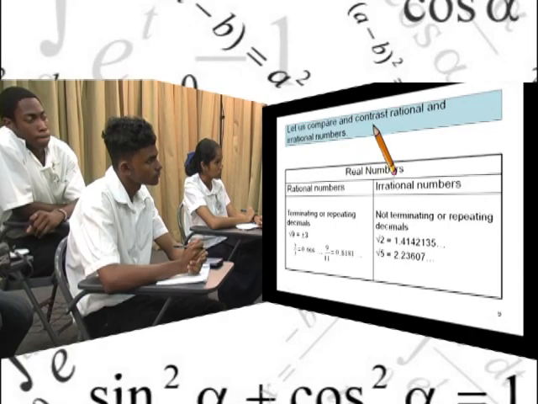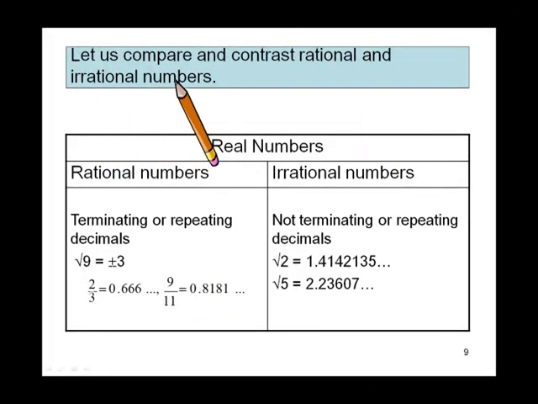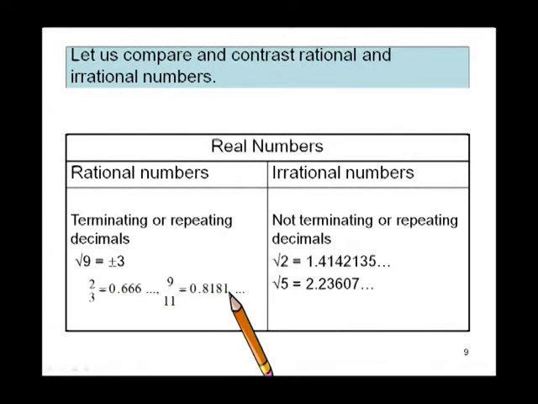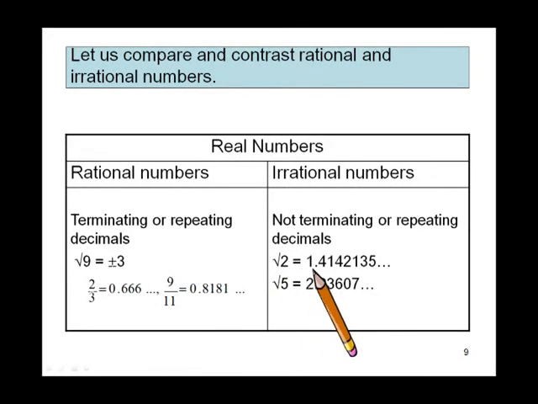Let us compare and contrast rational and irrational numbers. Real numbers. Rational numbers are terminating or repeating decimals. The square root of 9 is equal to positive or negative 3. 2/3 is equal to 0.666. 9 divided by 11 is equal to 0.8181. Irrational numbers are not terminating or repeating decimals. Square root of 2 is equal to 1.41422135, and so on.